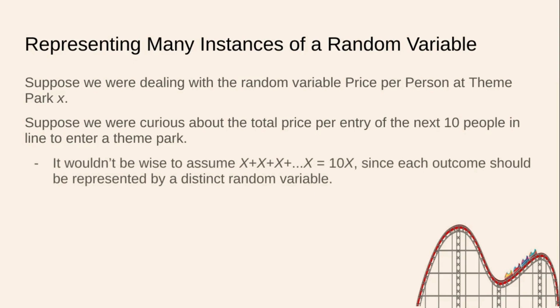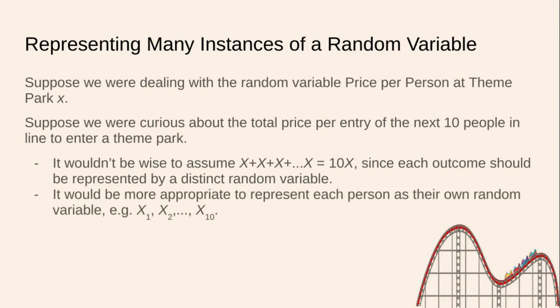It would not be wise to assume that, okay, we have 10 random variables together. Let's just call it 10 times x. And that's not how random variables work, since each outcome should be represented by a distinct random variable. It's not just 10 times one random variable. There are 10 distinct random variables. Yes, they're going to follow the same rules, but they're independent of each other and should be regarded as such. It would be more appropriate to represent each person in line as their own random variable. In other words, for example, x1, x2, all the way up to x sub 10.